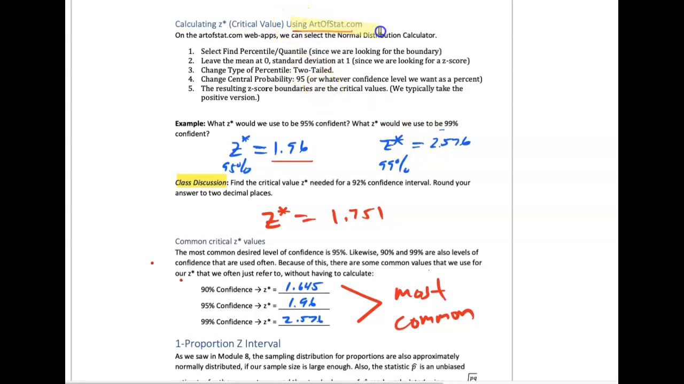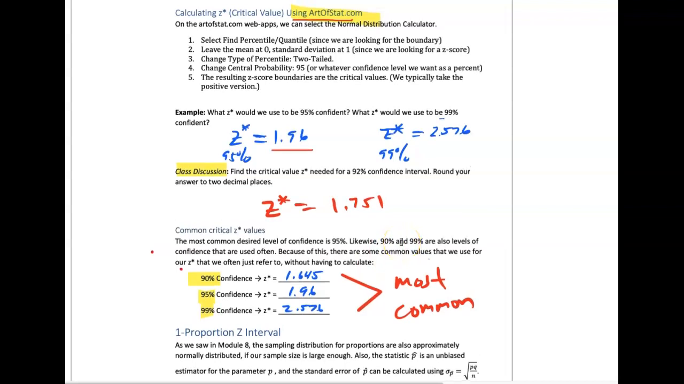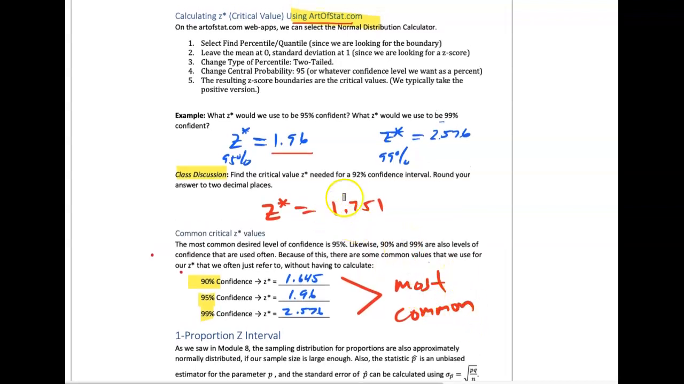Now, we're going to use the ARTISTAT to calculate that, or you're going to remember some common critical Z values. These are probably the most common levels of confidence we have: 1.645, 1.96, 2.576. Those are the most common ones we use. Now, how would I get other values? If I want to be 92% confident, what would I do? I'll show you how we get 1.751.